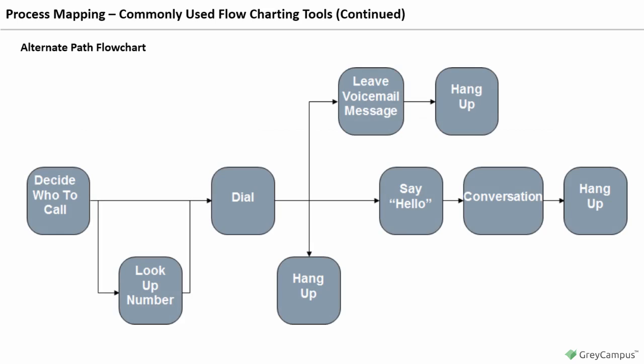Example of an alternate path flowchart. In this example, it is decided whom to call. If we have the number, we dial the number. If we do not have the number, we look up the number in the telephone directory and then dial the number. If the receiver is picked up, we say hello, have a conversation, and then hang up. Likewise, if the phone is not picked up and the voicemail is set up, we will leave a message and then hang up. If the voicemail is not set up, the phone is hung up.